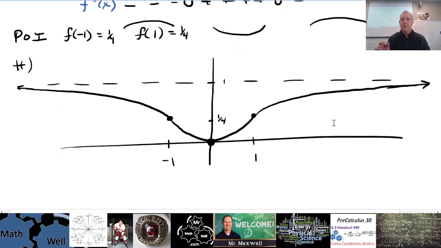And I think that's got everything. So here's your minimum, 0, 0. And this is 1, 1/4, and negative 1, 1/4. And you've got this as y equals 1. Okay?